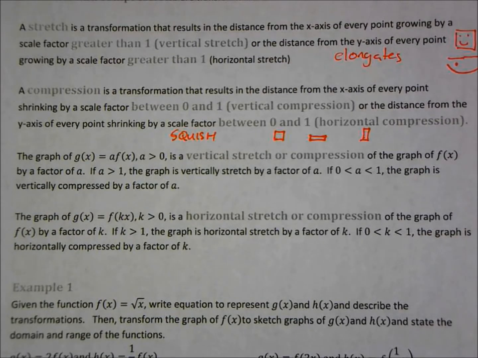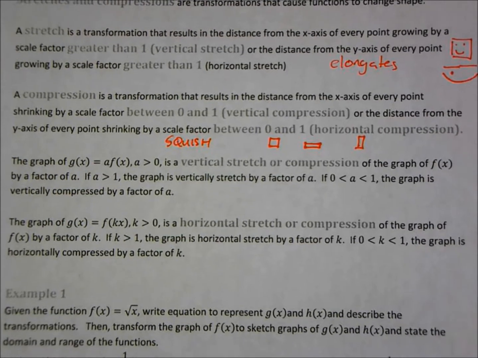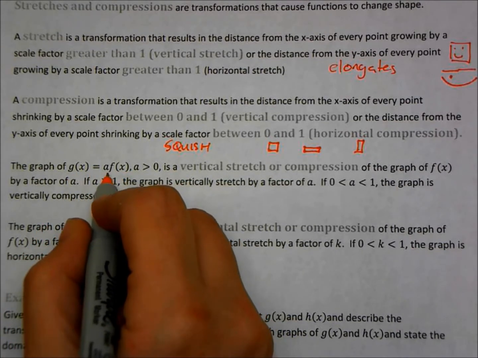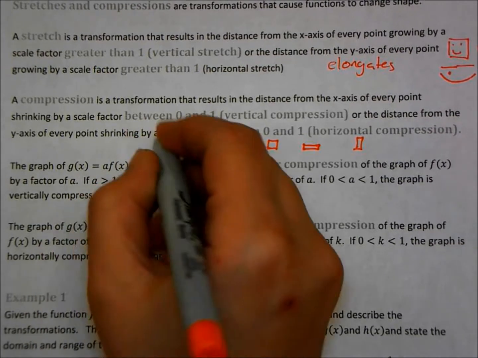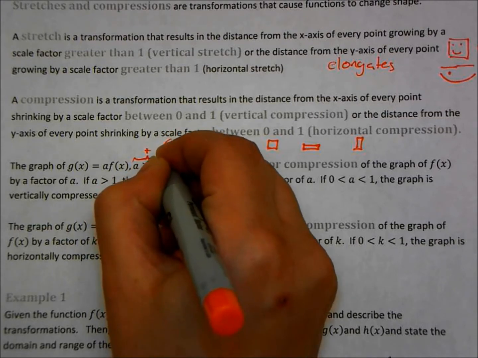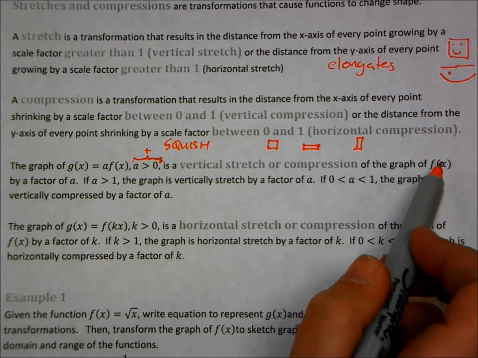So here's where we get a little bit lost in the math babble. The graph of g of x equals a f of x, so that means our new graph is the same as our old graph times some sort of number, as long as this number is greater than 0. So it's got to be a positive a. This is a vertical stretch or compression of the graph f of x by a factor of a.